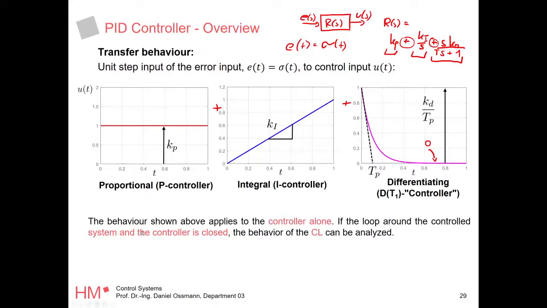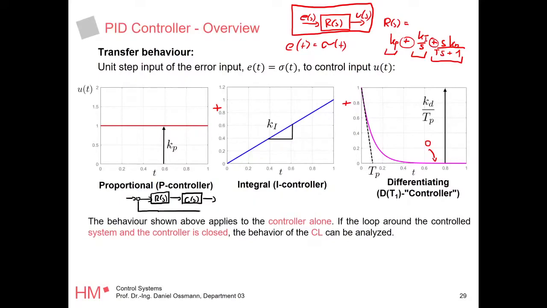However, what I've just shown you obviously is just what happens if you look at the controller alone, right? So you look at just this isolated element. But obviously, what we are interested in is actually the closed loop, right? So we have this PID controller R of S, we have a system G of S, and what we are interested in as engineers is the closed loop.